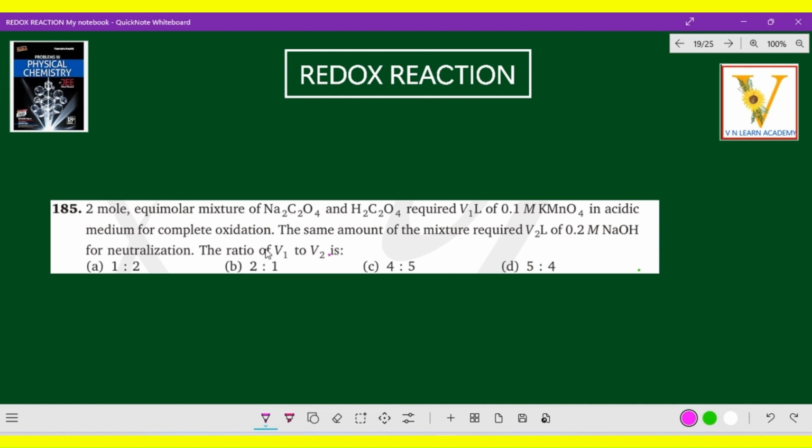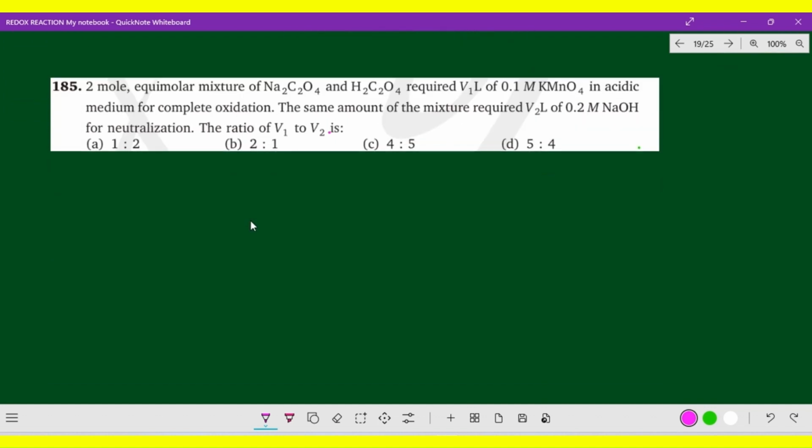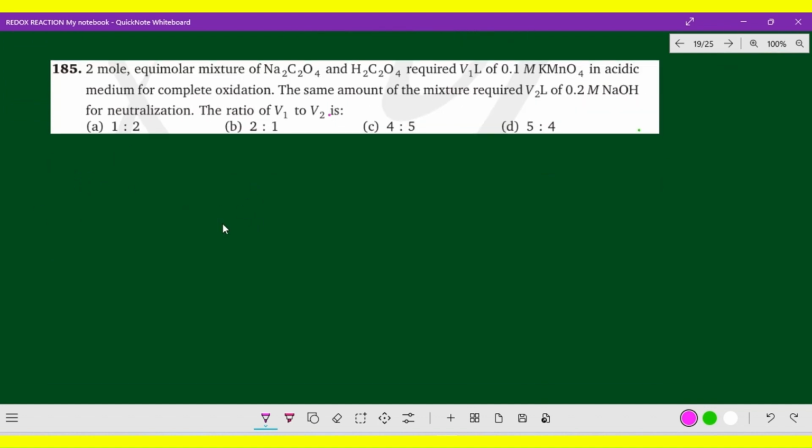See, here also they are asking about the ratio of volumes, because it is the same thing. We have to identify the oxidation process as well as the neutralization process. So the 2 mole equimolar mixture, that is sodium oxalate and oxalic acid, required V1 for oxidation, and the same amount required V2 for neutralization. Okay, come on, let us go through this idea. So oxidation with KMnO4, what is it?